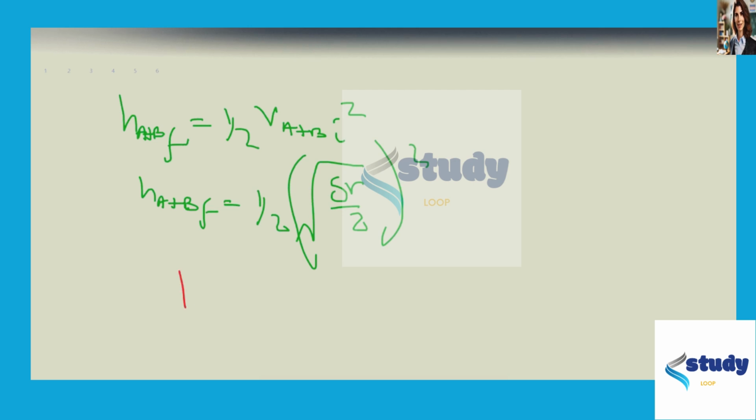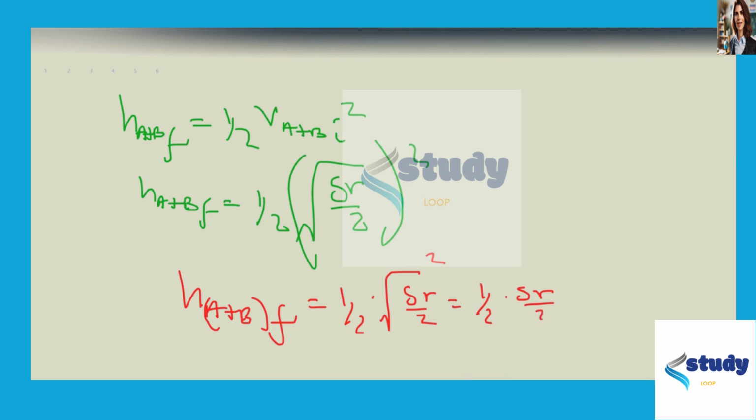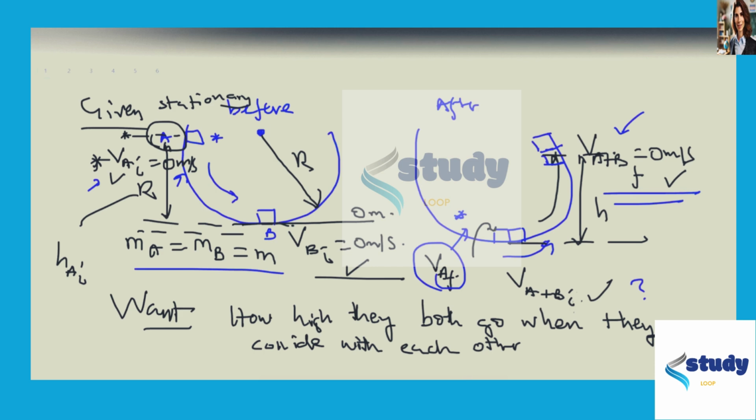So that final height of A and B, when it stops, is simply 1/2 times radical gr/2, which is the same as 1/2 times, this is squared, so it's going to get rid of the radical, and so our final height is gr/4. So a lot of variables involved in this problem.